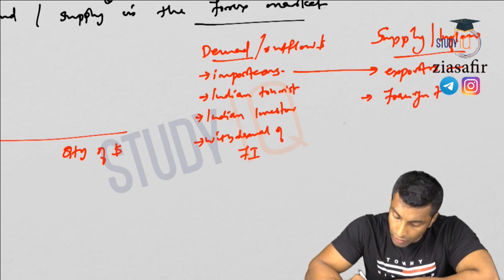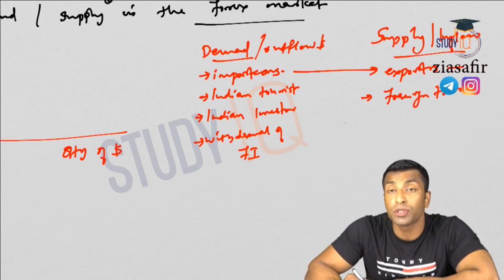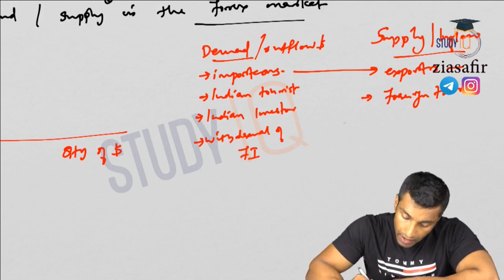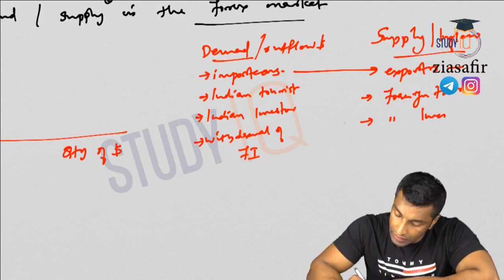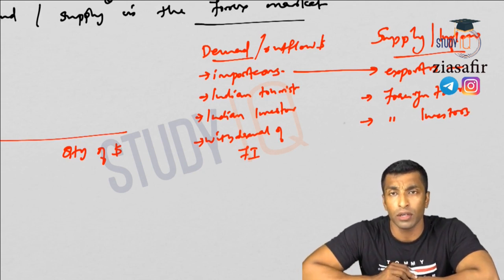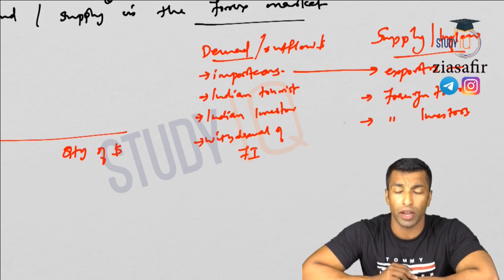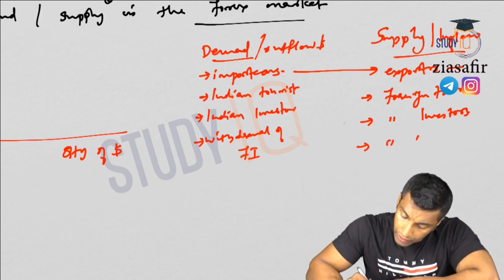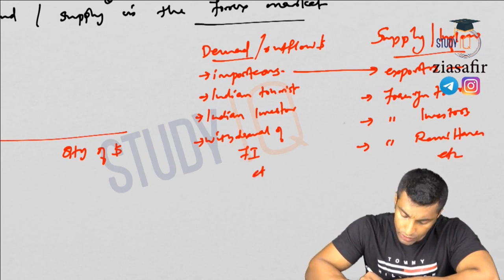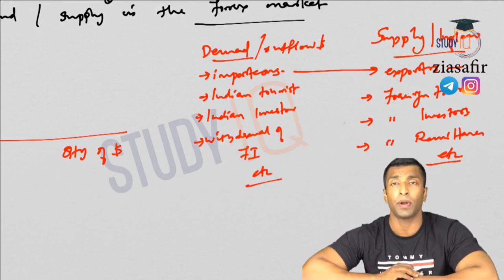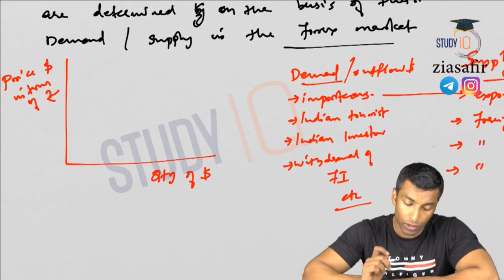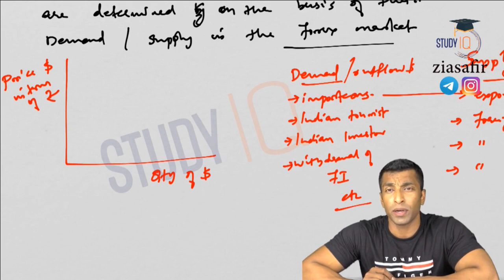Then a foreign tourist who is visiting India will supply dollar and get rupee. And the foreign investors, when they are investing in India, are coming with dollar. So that also shows supply of dollar, or inflow of dollar. And then foreign remittances. All these are the supply of dollar. So demand and supply will be created, and based on this, you will be drawing a demand supply curve.